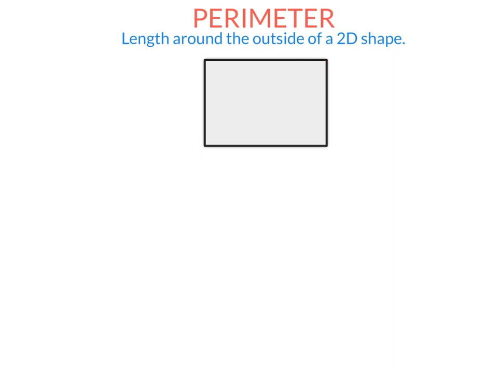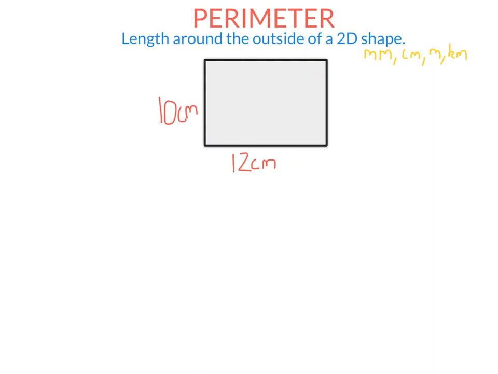So because we're talking length, the units this is measured in will be things like millimeters or centimeters, kilometers, meters, all that. So to find the perimeter of a shape, all we need to do is add up the length of each of its sides. So the perimeter of this rectangle here would be all four of these sides added together.